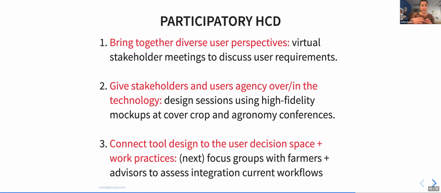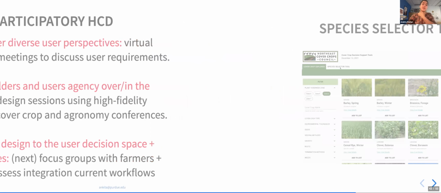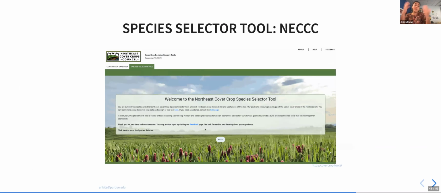Where does this tool fit back into their toolbox, right? Is this something that is really scaffolding their existing practices, or is it out of the way? Did we get something wrong? In a lot of ways, this is part of evaluation, but it's also part of how we refine our tools as we move into the next phase. So we're hoping to do some focus groups with farmers and advisors to assess the integration of this tool into their current workflows. This is at least a little bit of an idea of how we're going about some of this work.